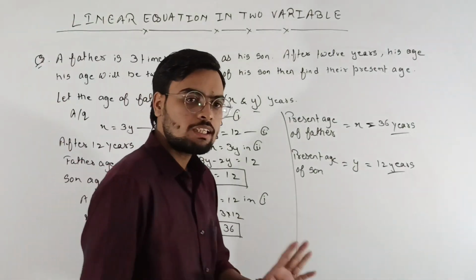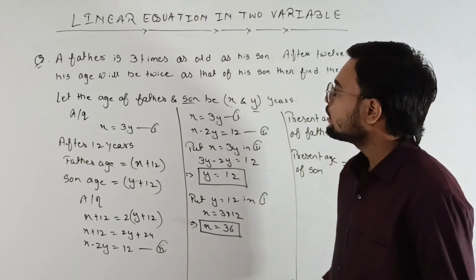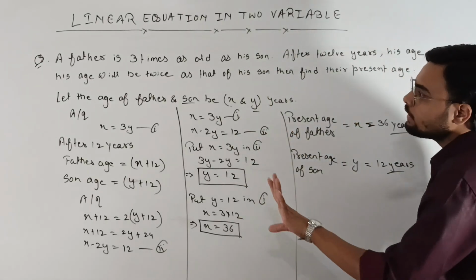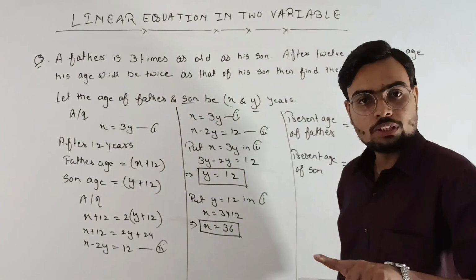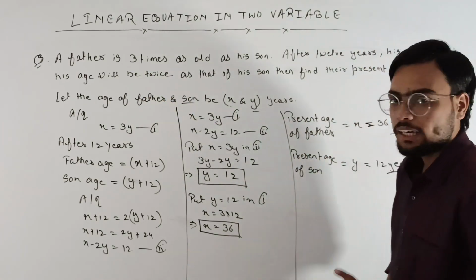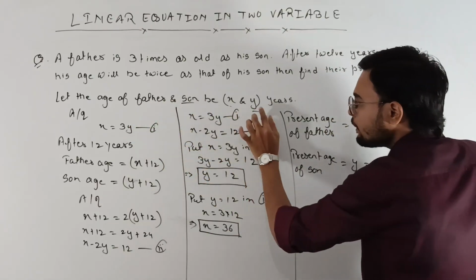Question is what? Question said that there is a father and son, and the age of father is 3 times as the age of his son. Now what happened after 12 years? After 12 years the age of father is 2 times as the age of son. Then we have to find the present age. So first I will assume the present age of father is x and present age of son be y.